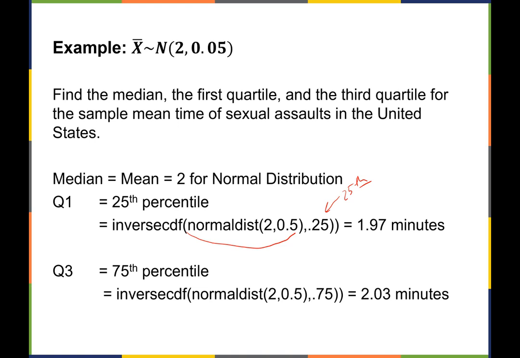The 75th percentile, same deal. We put in the 75th percentile. That's the third quartile. So that tells us 2.03 minutes. So we can find quartiles by using the inverse CDF function in Desmos. And I didn't do a screenshot of Desmos, but this is what I use to do this inverse CDF. So that's it for using the central limit theorem.